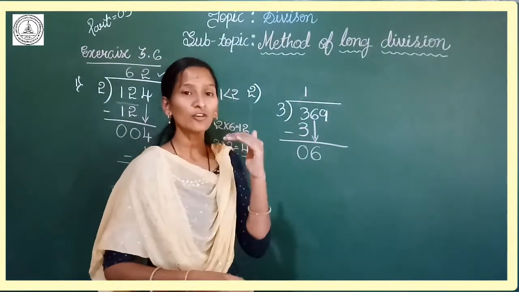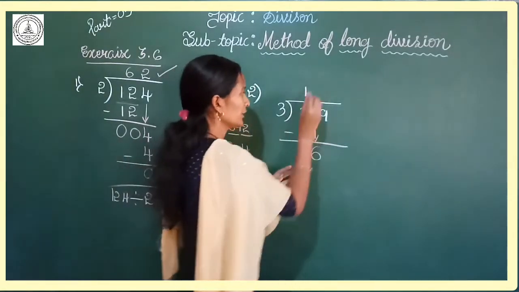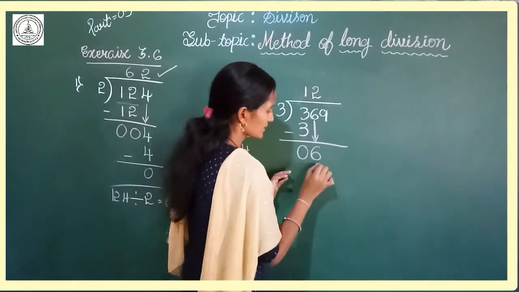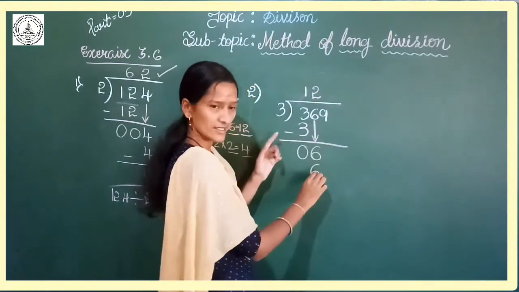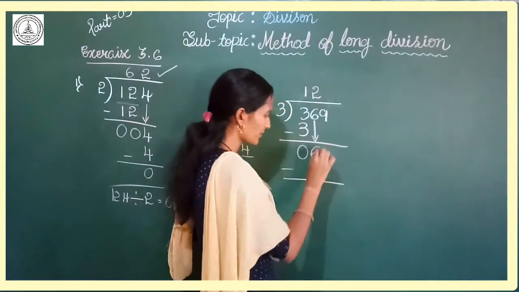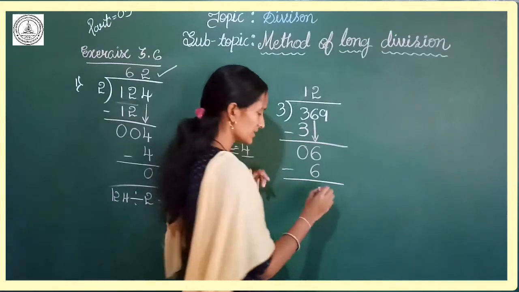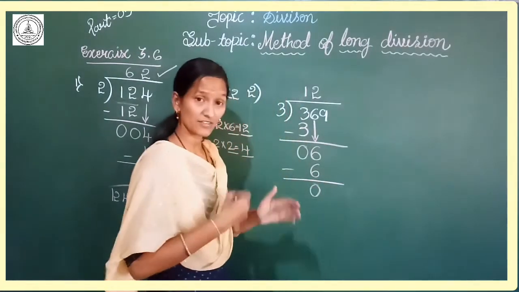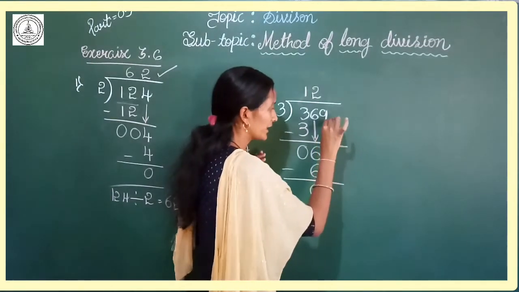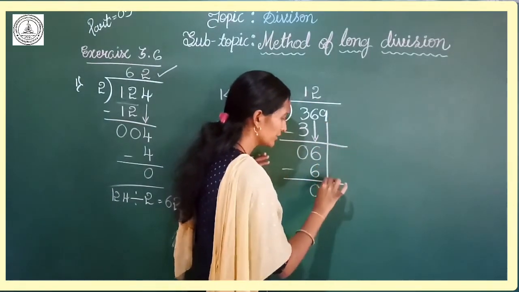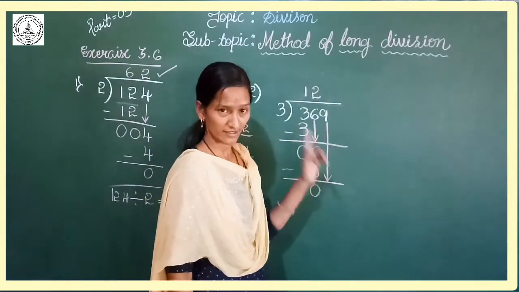Yes, in the table of 3, how many 3's are equal to 6? 3 2's are 6, right? So 3 2's are 6. Yes, once again you have to subtract these two numbers. So 6 minus 6 is 0. Is this division over? No. So again you have to take the number 9 downside, because this 9 is in the ones place, right?